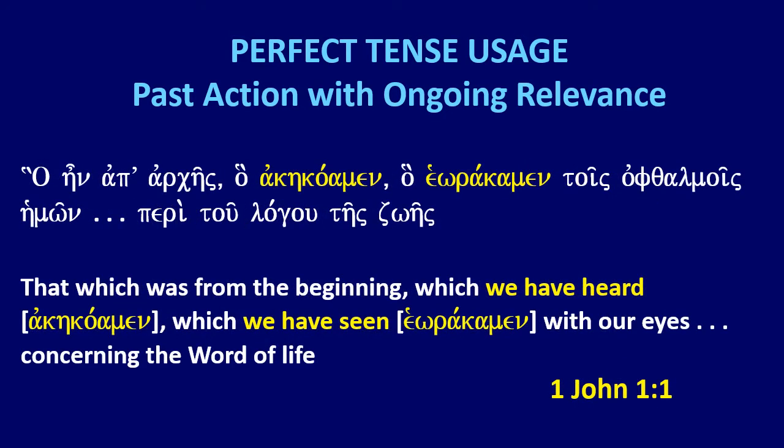Here's another similar example of perfect tense usage for past action with ongoing relevance. This time it's taken from the Epistle of 1 John, a verse you're going to be translating very soon in your Greek studies. 1 John 1, verse 1. "That which was from the beginning, which we have heard, which we have seen with our eyes," he goes on to say, "concerning the word of life."